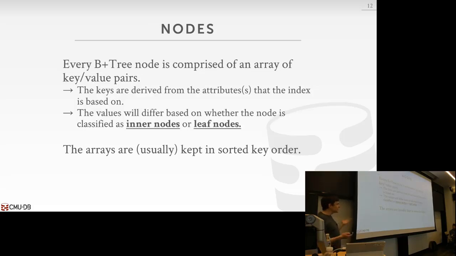The contents of what these values are in the leaf nodes can vary depending on the database system. Again, they could be record IDs, or they could be the actual tuples themselves, and we'll see some examples in a second.